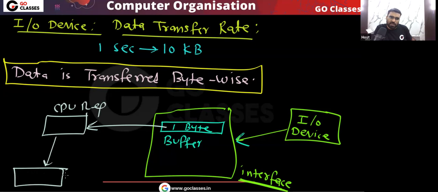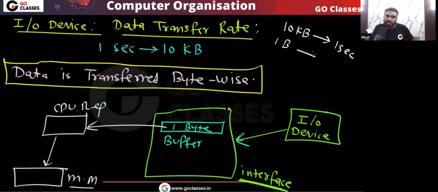Is this clear? Did you understand what this line means? Data is transferred byte wise. See, the IO device is very slow. It is giving you 10 KB per second. So 1 byte it will give you in how much time? To give you 10 KB, it is taking 1 second. To give you 1 byte, how much time will it take? It will take 0.1 millisecond.